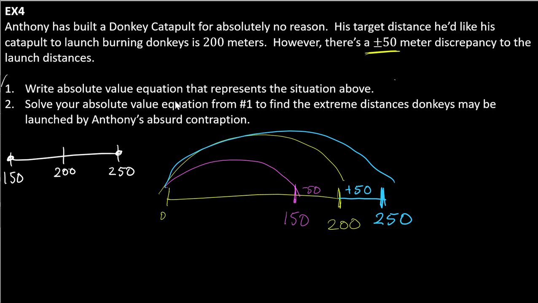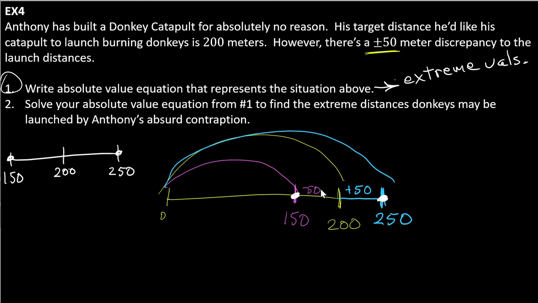So we're being asked to write an absolute value equation that represents the situation above, such that we represent the extreme values. Because technically, it's going to be anywhere in between here, right? But what are the extreme values? Well, the minus 50 or 150 meters, or the plus 50 or the 250 meters, okay? So what have we got?